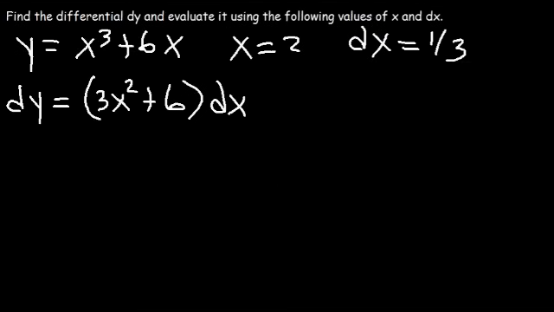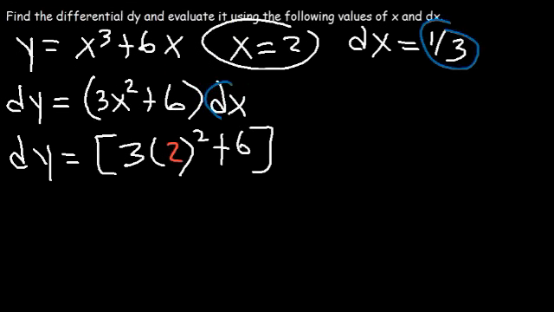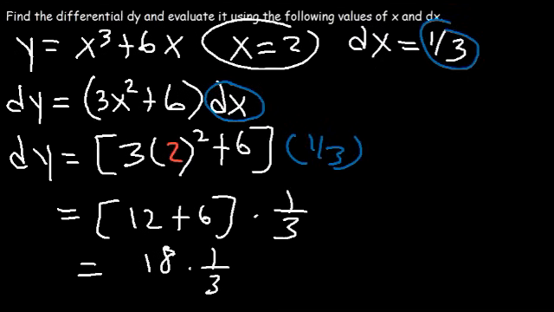So now let's calculate dy. So x is 2, so this is going to be 3 times 2 squared plus 6, and dx is 1/3. So let's replace dx with that. 2 squared is 4 times 3 is 12, and 12 plus 6 is 18. So 18 divided by 3, which is 18 times 1/3, that's 6. So dy is equal to 6.